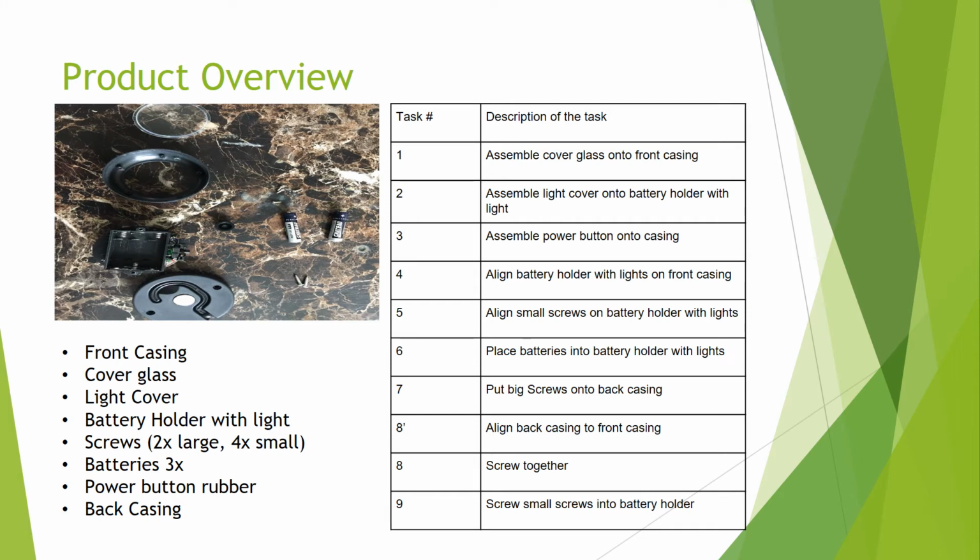A quick product overview. The object that we're working with is a battery-powered hockey puck flashlight. To the right, you can see a list of all the tasks and description of each task. The front casing, the light cover, and power button were all assembled into the front casing as one unit, and then joined to the rest of the parts to conclude the production of the flashlight.